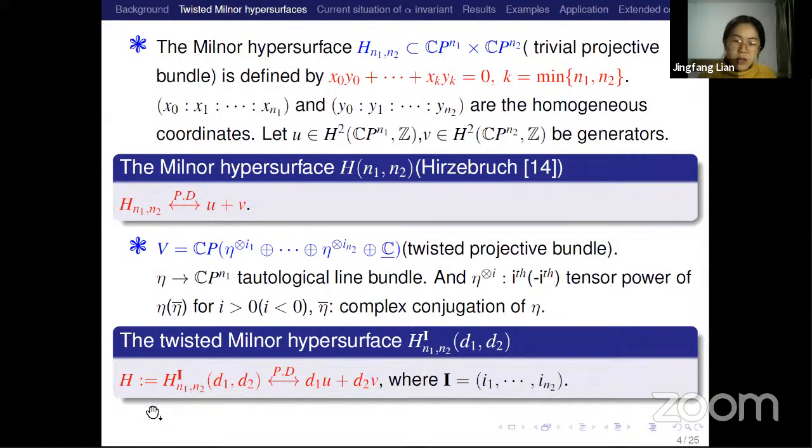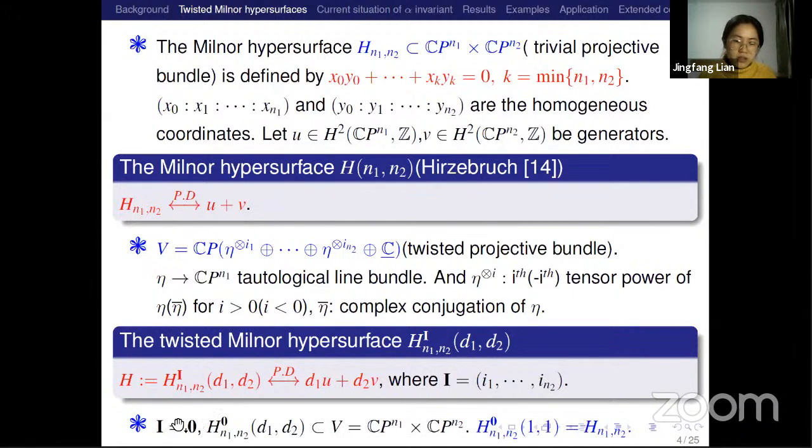To better understand the twisted Milnor hypersurface, let's see a case. Let i be zero, where the bold i is a sequence of integers. If it's zero, then the twisted Milnor hypersurface is a hypersurface of V, where V is the trivial projective bundle. Furthermore, if we let d1 and d2 be 1, then the twisted Milnor hypersurface is just the Milnor hypersurface.